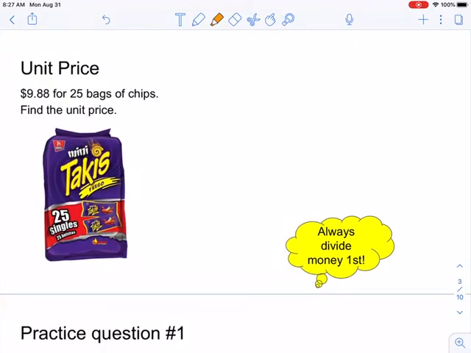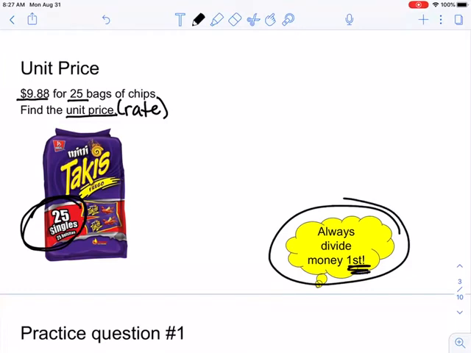So one of the first examples that we're going to do with unit rate is finding the unit price. So price means the money. So in this example here, it costs $9.88 for 25 bags of chips. So you can see right here, this is like a big pack of chips. And we need to find the unit price. And the unit price is the same as rate. So in order to do that, all we need to do is divide. And whenever one of our units is money, we always divide money first.